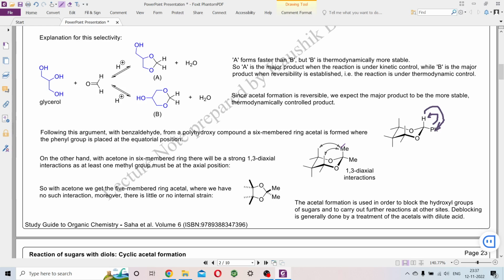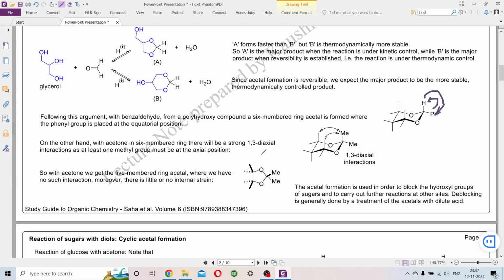For the 5-membered ring acetal, you see the neighboring atoms are oxygen and they do not carry actually any substituents. They have just lone pairs. Therefore, the internal strain is less. 5-membered ring acetals are thermodynamically less stable as evidenced from this, but they avoid the undesirable van der Waals repulsion, and therefore in this case with acetone, the 5-membered ring acetals are actually more stable than the 6-membered ring acetal.